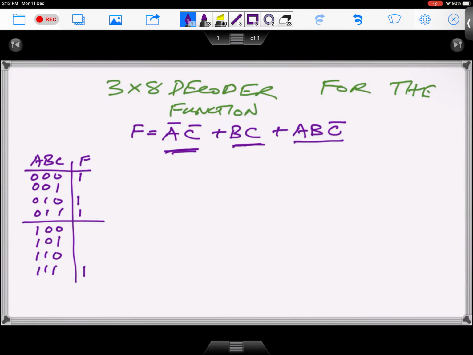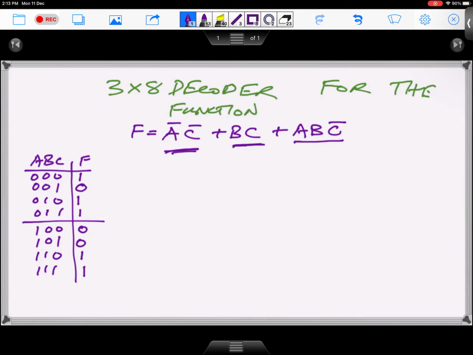The last one here says that A must be a 1, B must be a 1, and C specifically must be a 0. And that is this one here. So those are all the ones we're going to get on the function. And if it's not a 1, it has to be a 0. So we can safely go ahead and put 0 on all other rows.